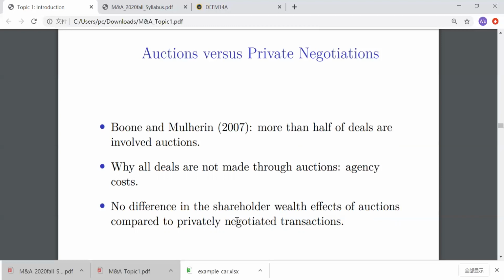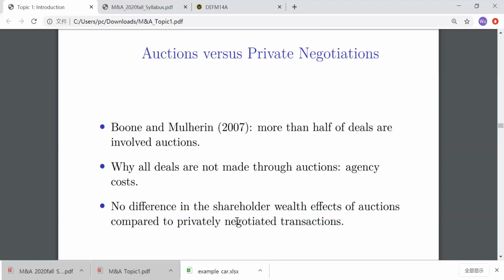But they also find that 45% of the deals are conducted using one-to-one negotiation, right? So why are not all deals made through auction, right? A big reason there is the agency cost. Simply speaking, what is the best way to acquire a company without having to pay very, very high prices?